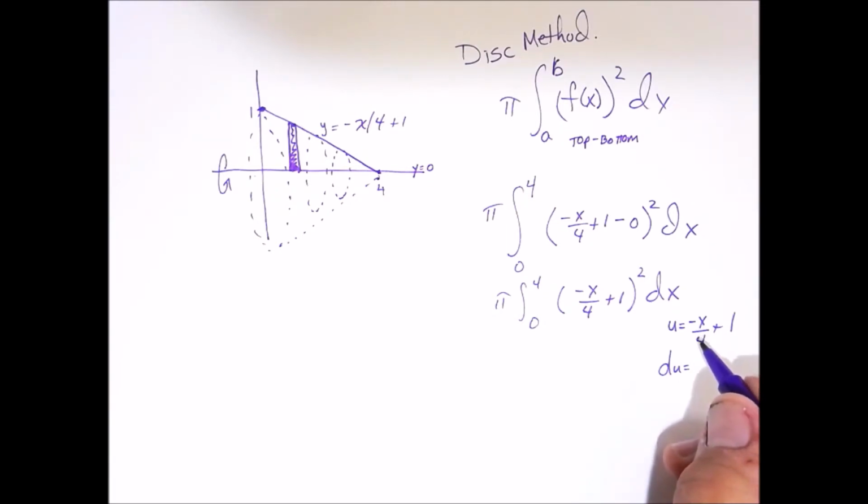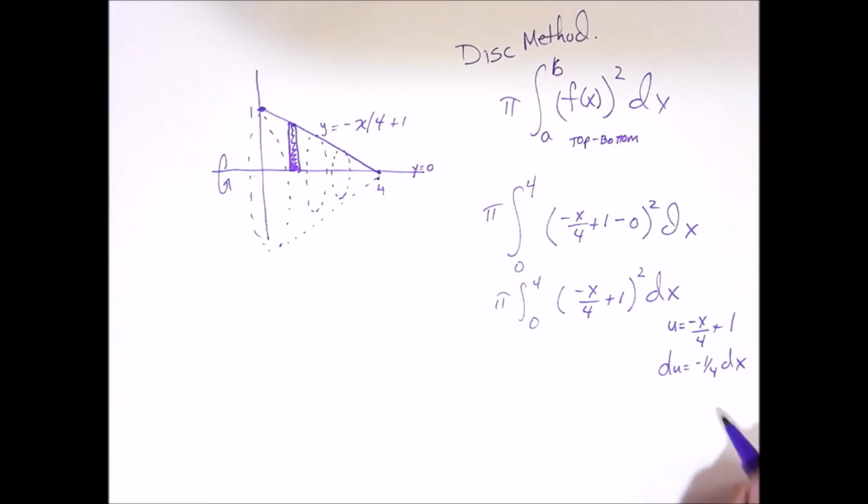What are you confused about? What's the derivative of 2x? 2. What's the derivative of 3x? 3. What's the derivative of 5x? 5. What's the derivative of 1/2 x? What's the derivative of negative 1/4 x?